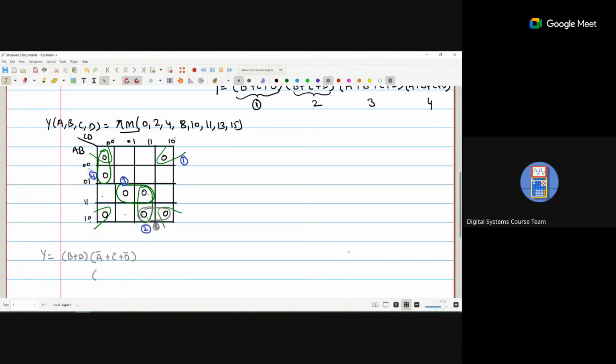Or if I consider between 10 and 11, so A bar plus B, and C is constant, plus C bar. So either you can use this group or this. Okay, so don't be confused. This is the second group. Any one of the terms will be available.